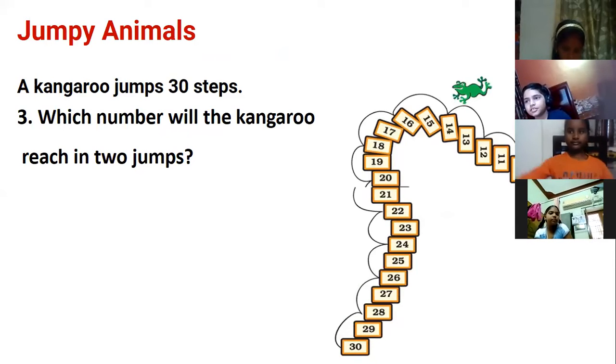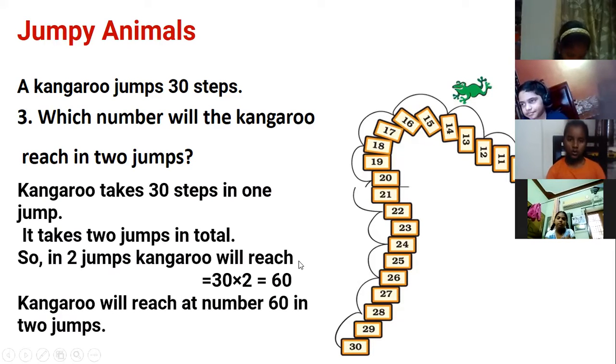2 jumps, how many steps? 60 divided by 2 is 30. No, not 60 divided by 2, you don't write that. In 1 step, 30 steps. In 2 steps, how many? 2 into 30, 60. Okay? The kangaroo will reach the number 60 in 2 jumps.